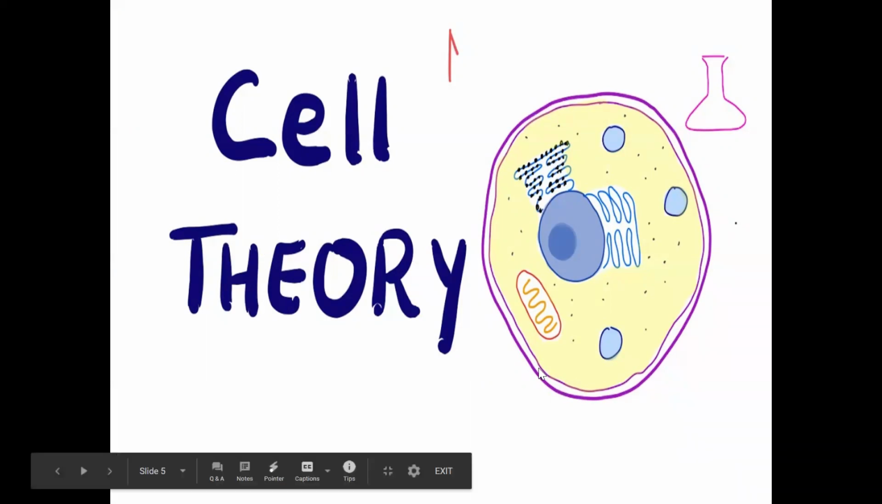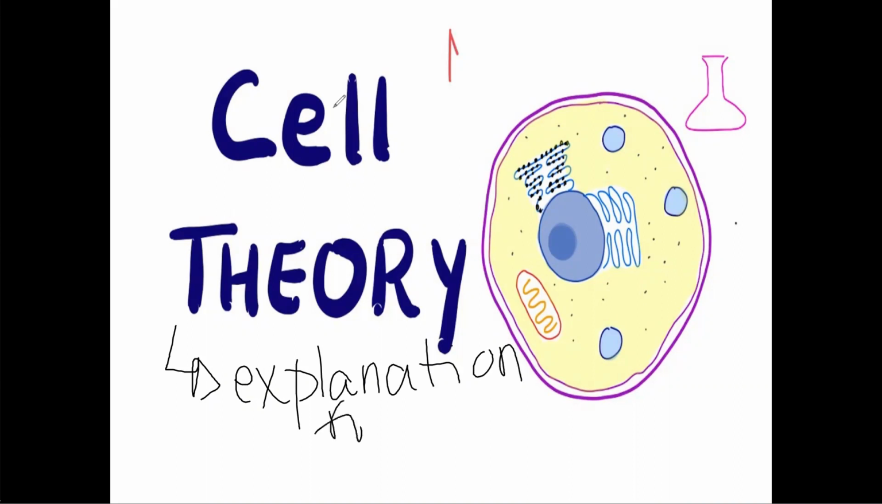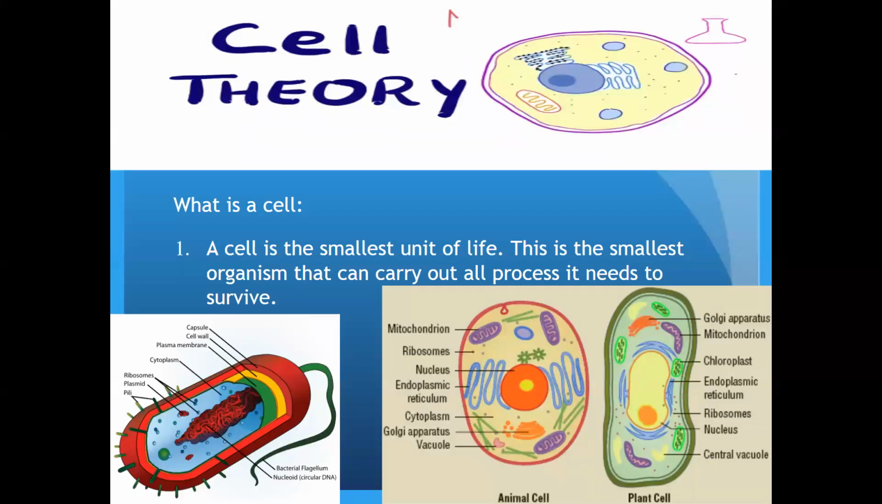So when we're talking about theories in general, we typically regard a theory as being an explanation for something. Okay, so a theory is an explanation for why or how something happens. So the cell theory is explaining what cells are and how and why and who they are. All right, so let's go ahead and talk about the first tenet of the cell theory. There are three. The first part of the cell theory tells you what a cell is.